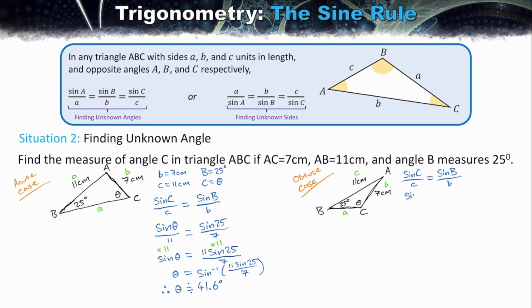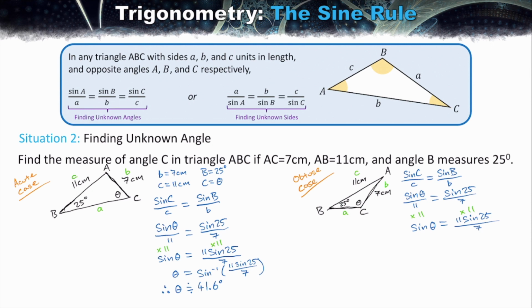We can substitute our information in here. So the sine of our unknown angle divided by a side of 11 is equal to sine of 25 divided by 7. We're at that same spot, and initially what we need to do is the same thing that we did before. We multiply both sides by 11, which will give us sine of our angle equals 11 times sine of 25 over 7. And then we need to find our angle.